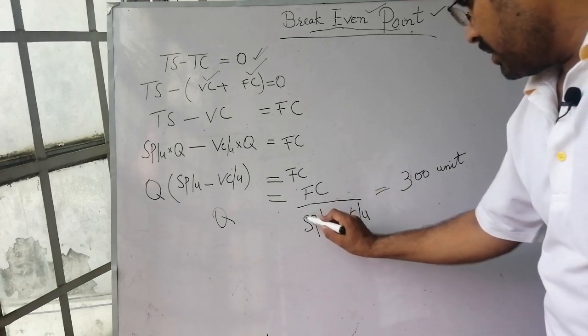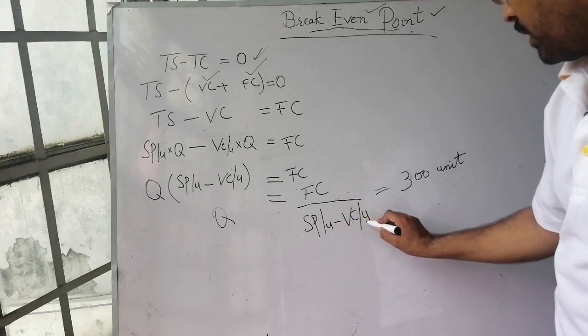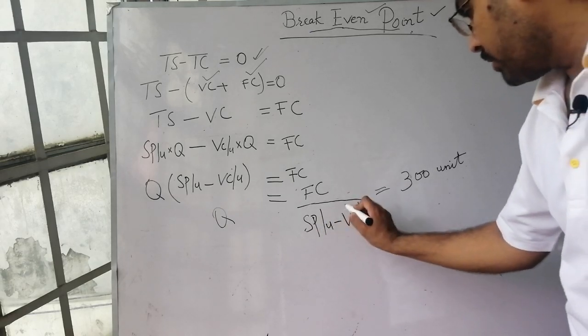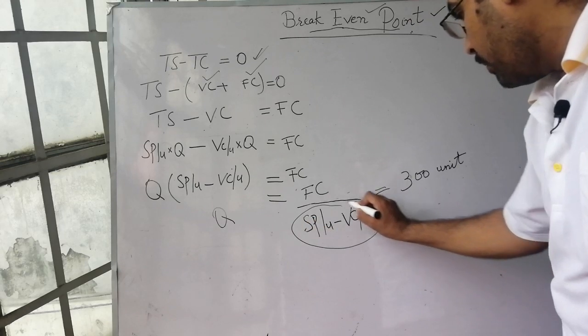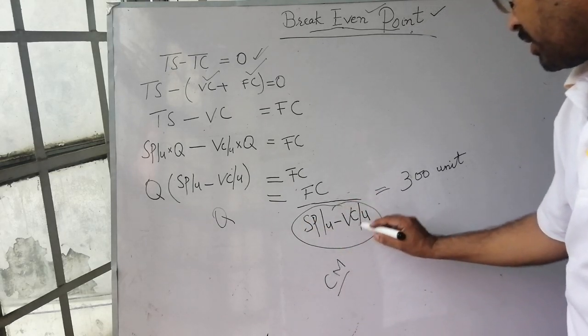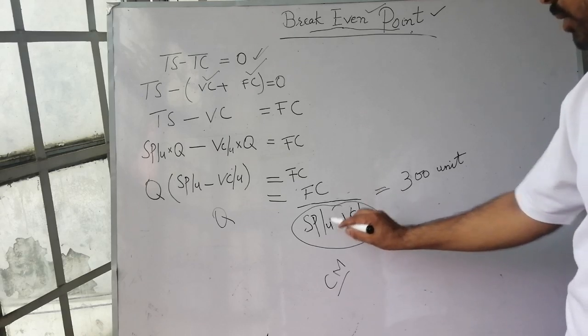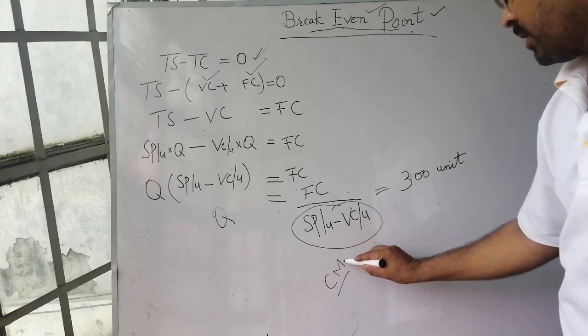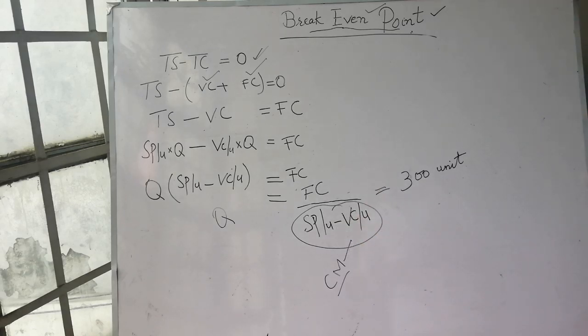The sale price per unit minus variable cost per unit is also known as contribution margin. Contribution margin means the contribution toward covering the fixed cost in the total cost. So that was the concept of the break-even point, in which we discussed the formula and the concept with the help of an example, and we also tried to understand what the contribution margin is.